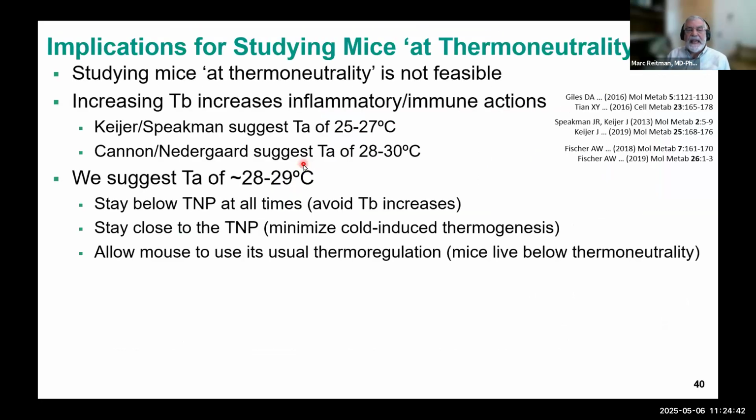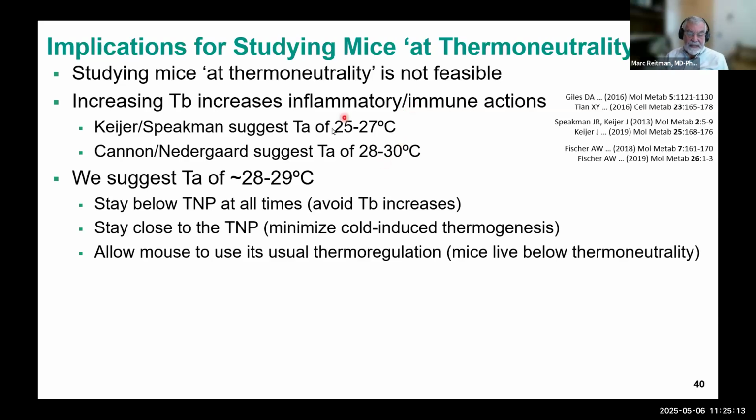So what are the implications of this for studying mice? Everybody wants to study mice at thermoneutrality, but I think this data means that studying mice at thermoneutrality is really not possible. One reason is that when you're increasing body temperature in that light phase, you're increasing the inflammatory immune tone. So you're potentially increasing immune tone by studying mice at, say, 30 degrees, which is what people have used as thermoneutrality in the past.